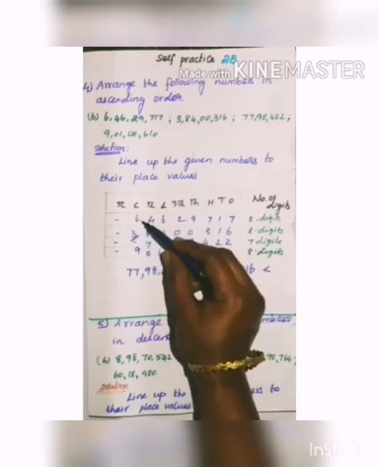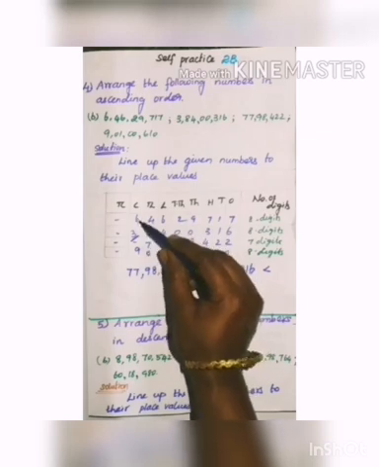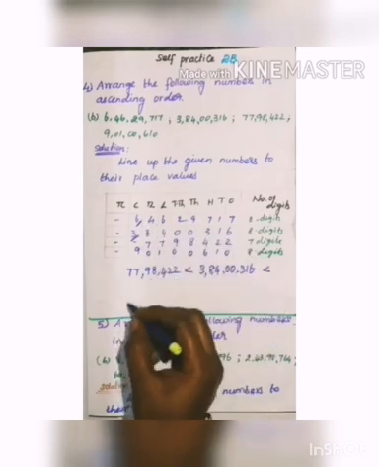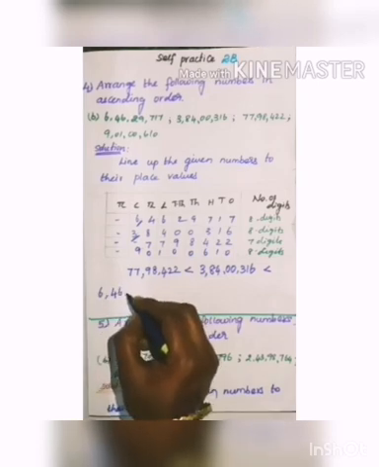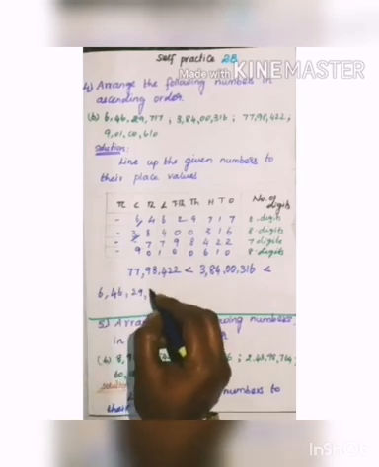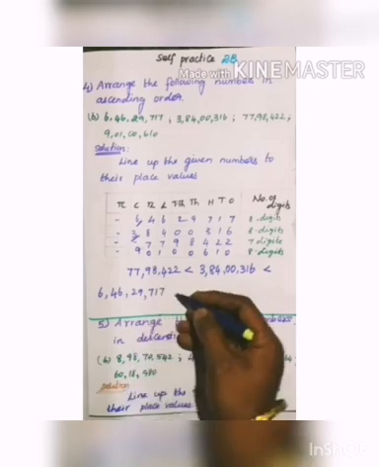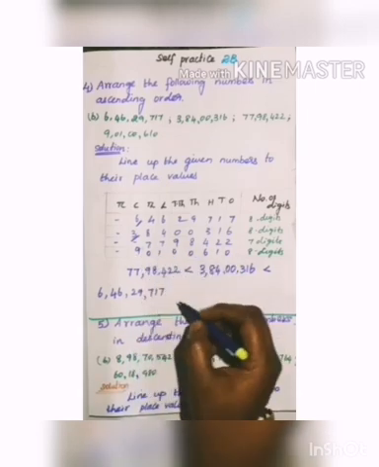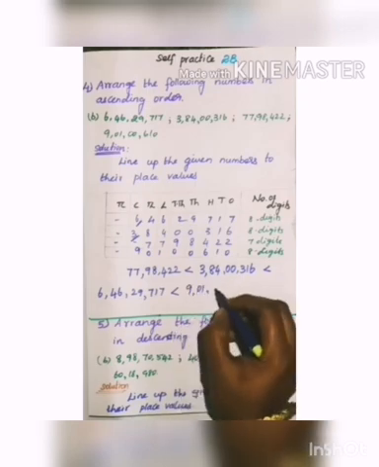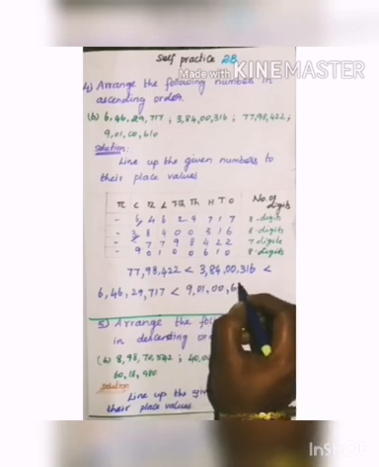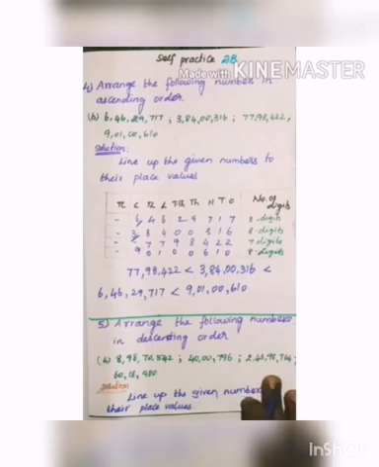After that 3, which is greater? Next 6 is greater. Can you find? Next 6 crore 46 lakhs 29,717. After that you have only this one. So which is less than? 9 crore 1 lakh 610. So we can form the ascending order.